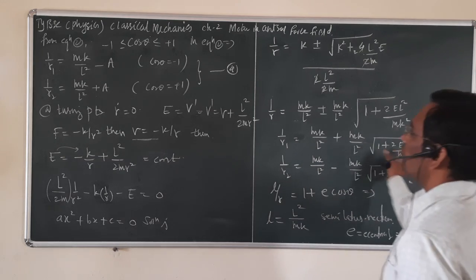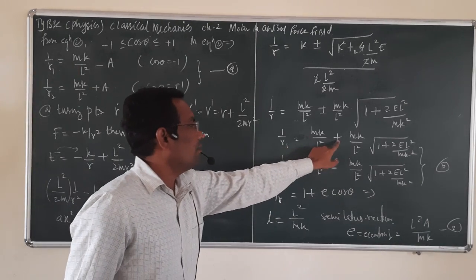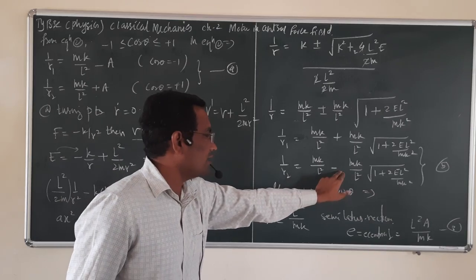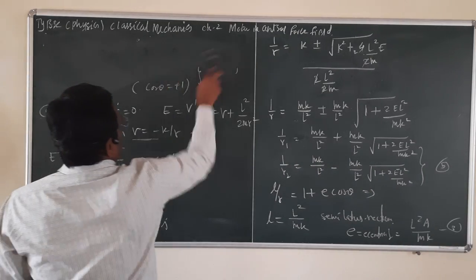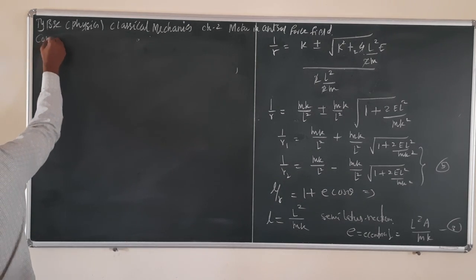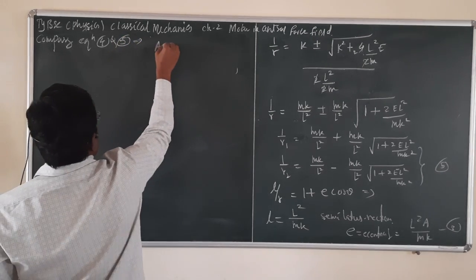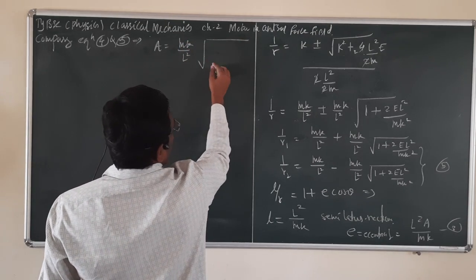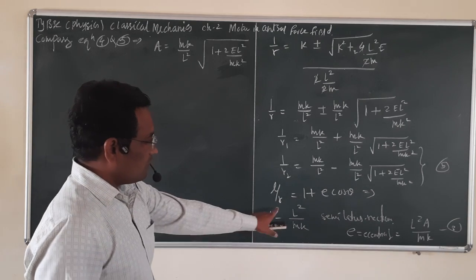If we compare equation 5 with equation 4, we get 1 over r1 as mk upon l squared plus, instead of a, we have this term. And in this equation, mk upon l squared, and instead of minus a, we have this term. So, comparing equation 4 and 5, we will get the value of A as mk upon l squared into the square root of 1 plus twice e l squared upon mk squared. Now, use this value in equation 3.